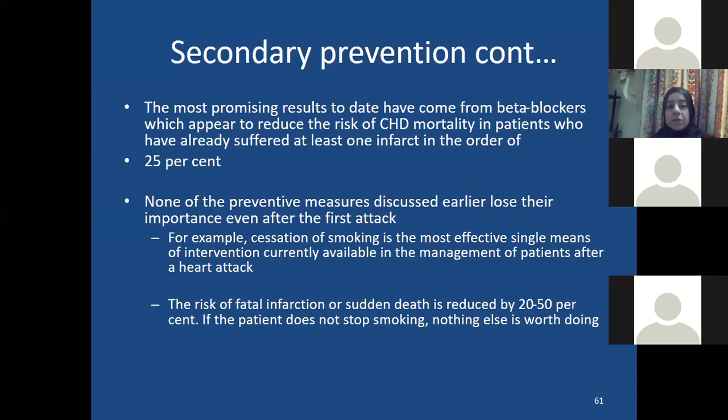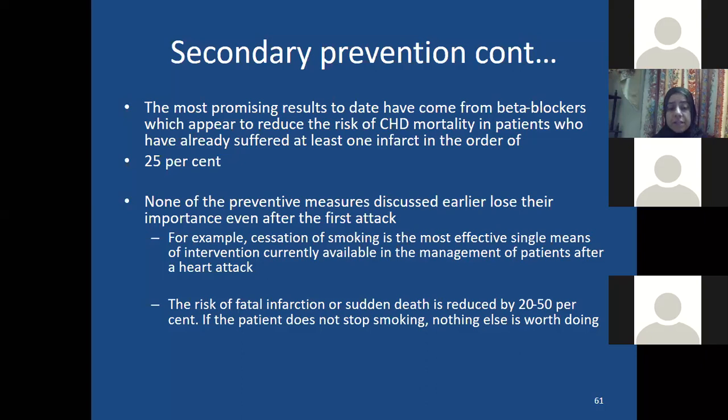The most promising results to date have come from beta blockers, because it's prompt treatment as well. Secondary prevention comprises earlier identification and prompt treatment, which appear to reduce the risk of CHD mortality in patients who have already suffered at least one infarct by about 25%. So none of the preventive measures discussed earlier lose their importance, even if the first attack has occurred. For example, cessation of smoking is the single most effective means of intervention currently available in the management of patients after having a heart attack.